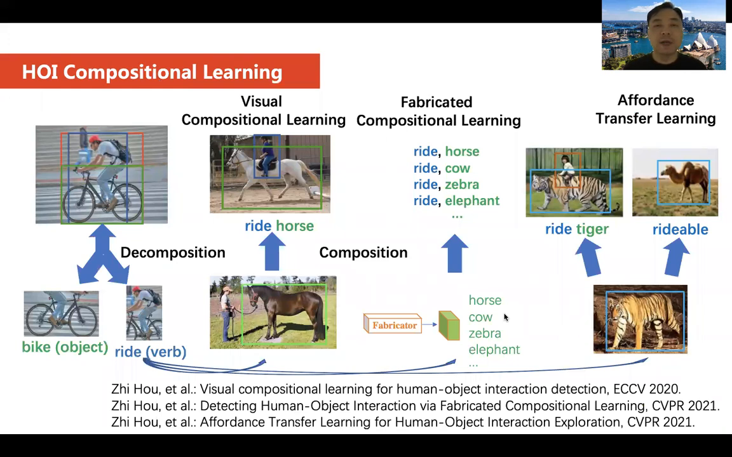Human-object interaction has an obvious compositionality. That is, HOI can be decomposed into verb and object, such as read and book. Different from other compositional tasks, the factors such as verb and object in HOI can be decomposed according to bounding boxes. As a result, we can focus on compositional learning.